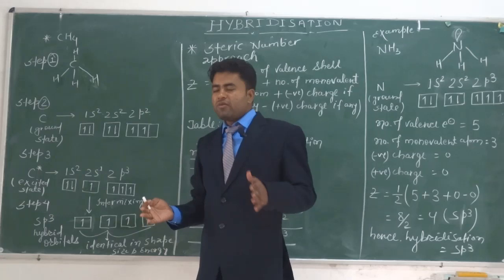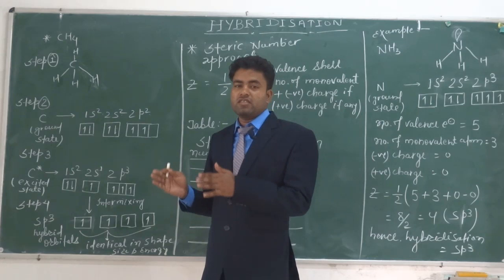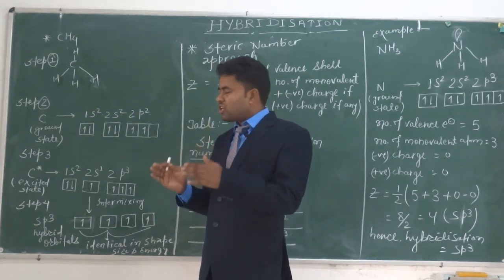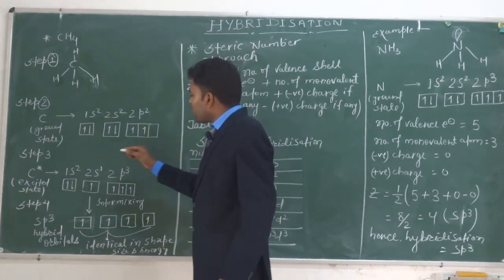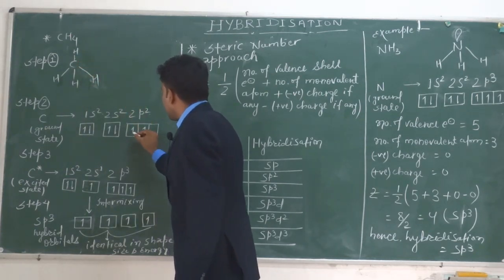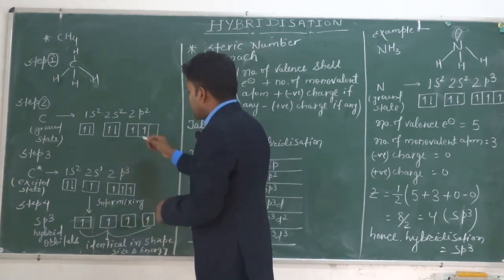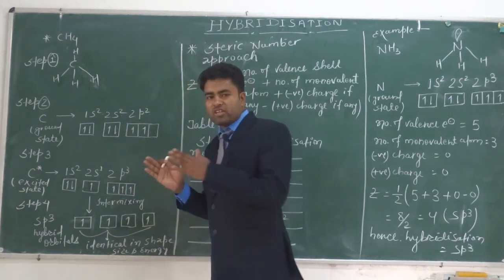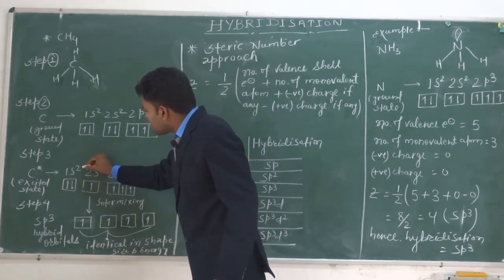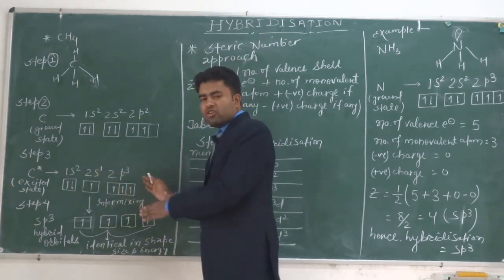Now in the next step we will draw the electronic configuration of the central atom, carbon, in the excited state if needed, so that the total number of unpaired electrons is equal to the total number of bonds. You can see that there are 4 bonds but the total unpaired electrons are only 2, so it will not form a stable bond. So we will excite it and draw the electronic configuration in the excited state of carbon: 1s2, 2s1 and 2p3, and we fill the electrons in the orbitals.